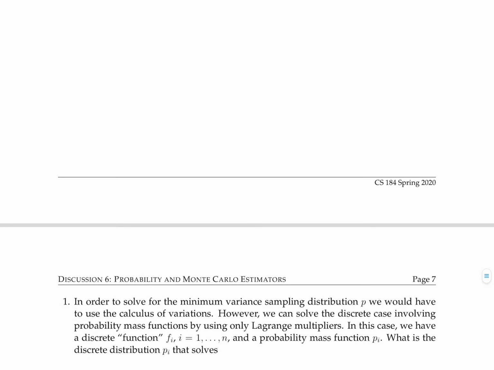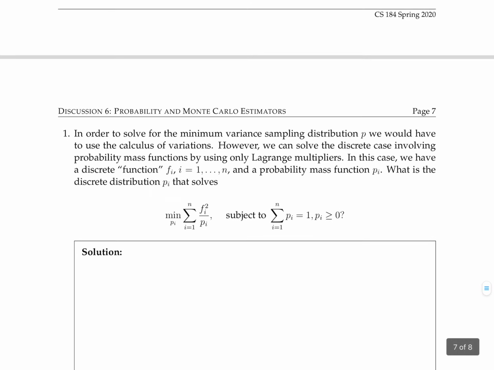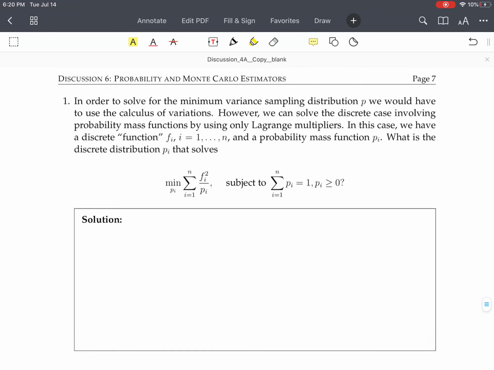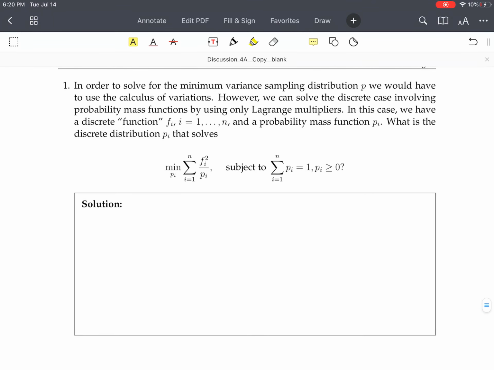To do that, we'll use Lagrange multipliers, which we introduced at the beginning. In order to solve for the minimum variance sampling distribution p, we would have to use the calculus of variations. But we can solve the discrete case using Lagrange multipliers. So in this case, we have a discrete function f of i and a probability mass function p of i. What we want to find is the discrete distribution p of i that minimizes the sum of f of i squared over p of i, subject to the constraint that the sum of p of i is equal to 1.